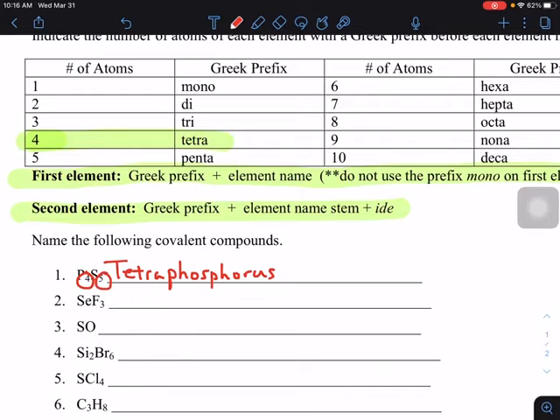And then 5 is penta. So penta, and S is sulfur. And that will change the ending to IDE. So instead of pentasulfur, it becomes pentasulfide. So that was tetraphosphorus pentasulfide.